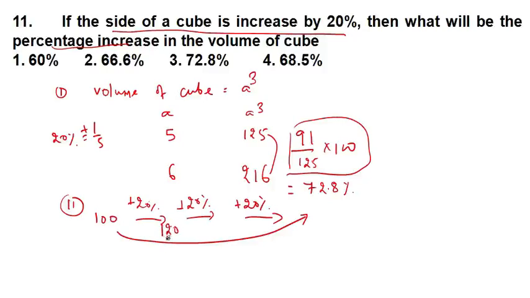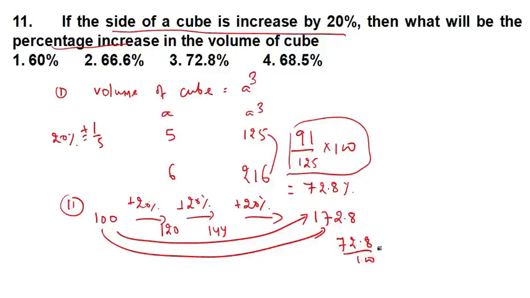On 120, if we increase 20%, it means 144. If we increase 20% on 144, it will be 172.8. Okay. Now you can clearly see that from 100 how much it got increased? 72.8. So on which number? On 100. So if you want to make it in percentage, into 100. So you can clearly see that 72.8% got increased. Okay. So your answer is going to be number 3.